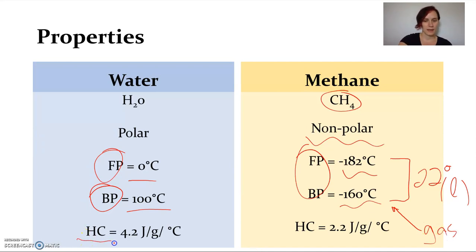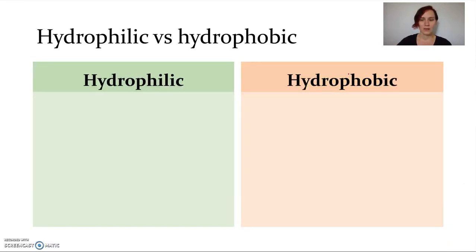This here is a bit different. This is how much energy is required to push it up 1 degree. And it needs 4.2 joules of energy to increase it 1 degree. This one only needs 2, so it doesn't take much to heat up methane, but it does take a lot to heat up water.